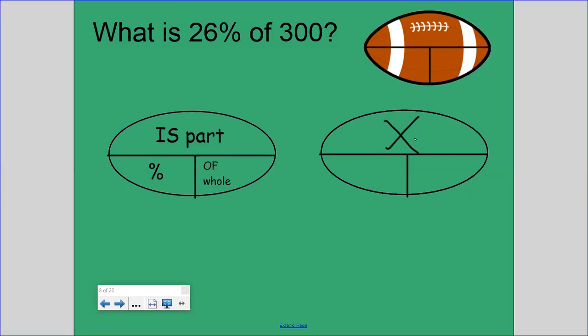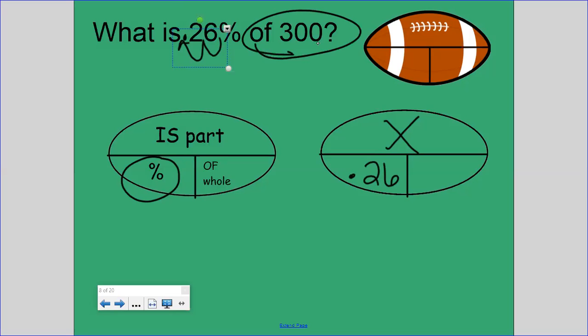So then I say, all right, 26%. Okay, I know that goes in the bottom left because the percentage goes bottom left. But I cannot have it as a percentage. It's got to be its decimal form. And a quick review, all you do to turn 26% into a decimal, 1, 2, move the decimal 2 spots to the left. Oops. So then I've got 0.26. And then of 300 means that the total is 300.